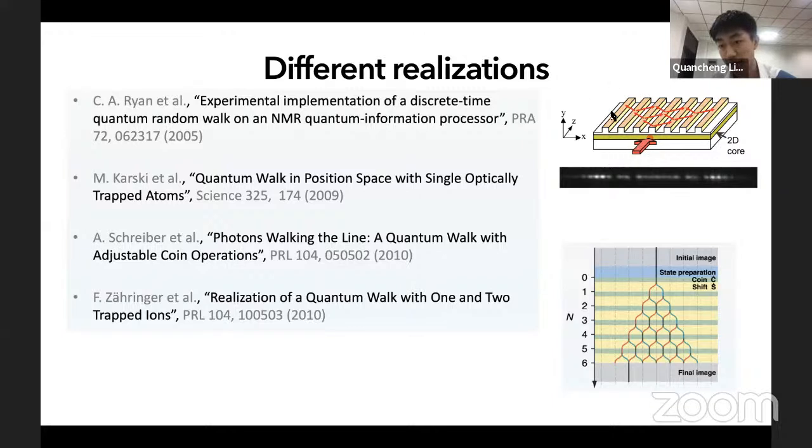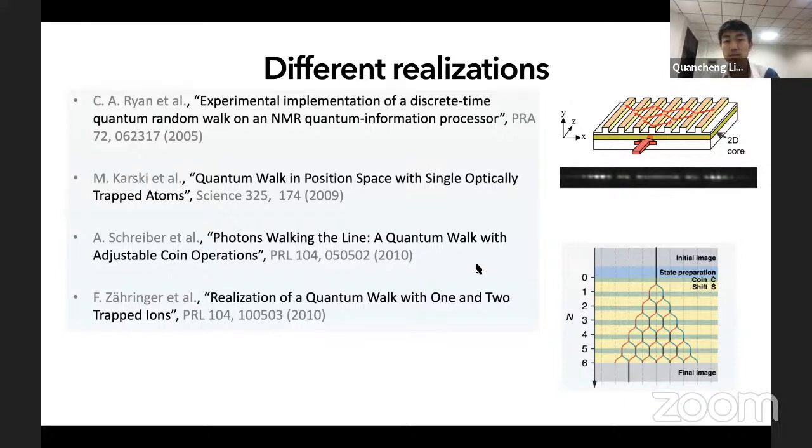Also, this one is realized by waveguides. That is, you inject a photon into a waveguide, and these waveguides are coupled to each other like a tight binding model. Then the photon will jump to the right or to the left, and then you will have the image in the end to see the walk picture. And this one uses trapped atoms. But this is the discrete quantum walk case. So you first prepare the system, and then you toss the coin and you shift it.